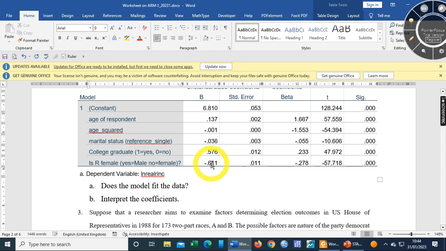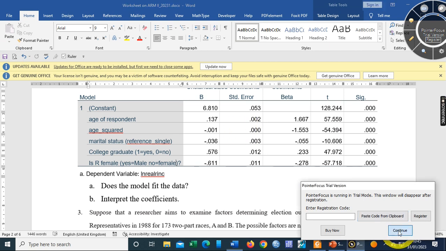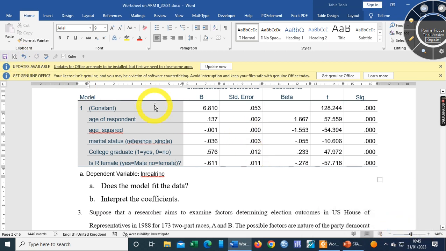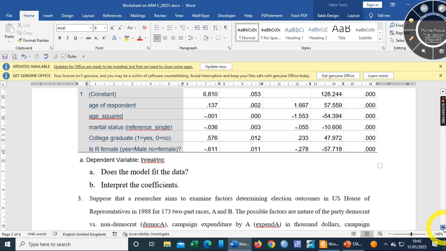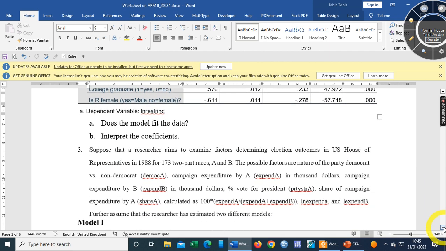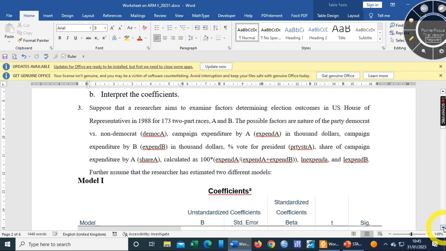This shows that the real income of male respondents is lower by 61.1% when we compare it with female respondents. And I hope the provided explanation is clear.